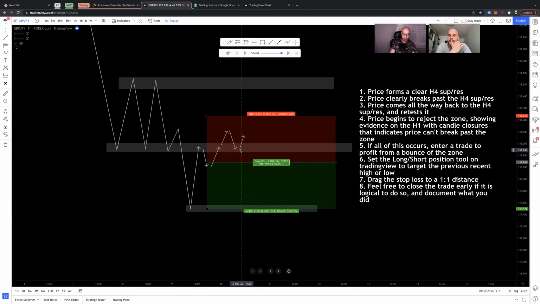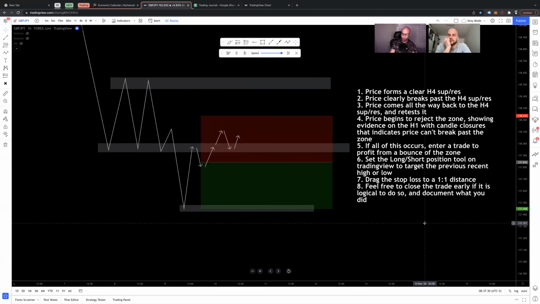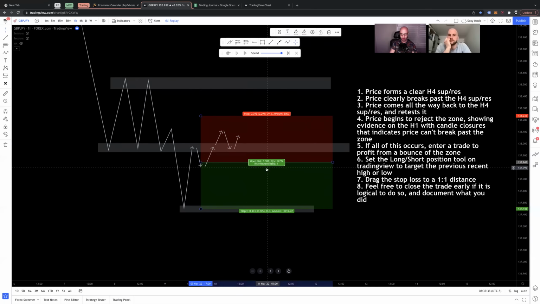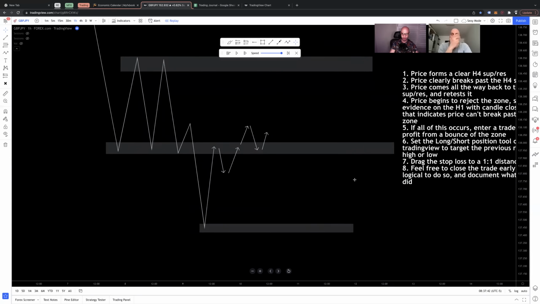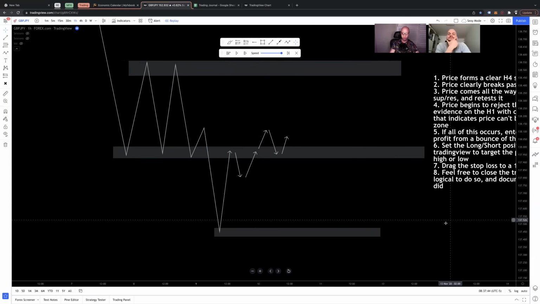So you let it run. By leaving it open, you're making the indirect statement that you still believe it's likely that price will continue down to this next area and hit your target, right? Yes. So now we'll take off this little short position tool here and just look at this right here. Tell me, what do you think will happen right here?